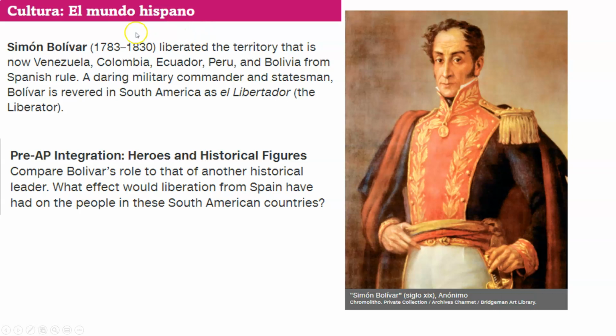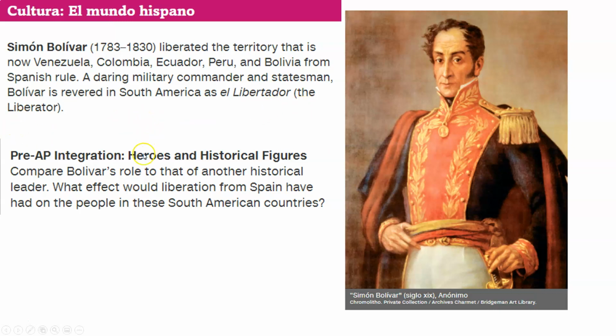Cultura, el mundo hispano, culture, the Spanish-speaking world. You will be having questions on this, so make sure you take some notes down. Don't have to write the whole thing, but a couple sentences. Simón Bolívar liberated the territory that is now Venezuela, Colombia, Ecuador, Peru, and Bolivia from Spanish rule. A daring military commander and statesman, Bolívar is revered in South America as El Libertador, the liberator.